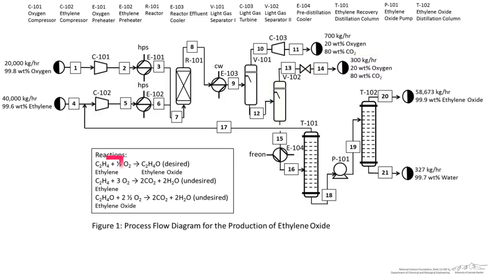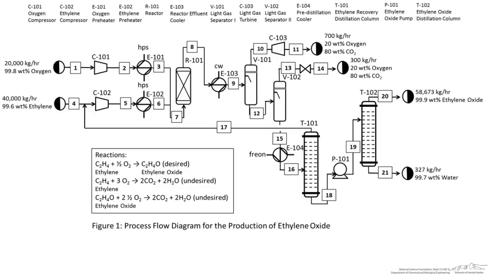The ethylene, ethylene oxide, and water are sent to a freon-cooled heat exchanger, and then to the first of two distillation columns, where the ethylene comes out from the distillate because it's more volatile than the ethylene oxide and water, which are sent to the bottoms. Ethylene is recycled back to the reactor to help increase the overall conversion.